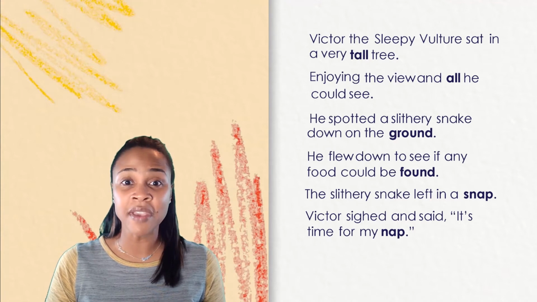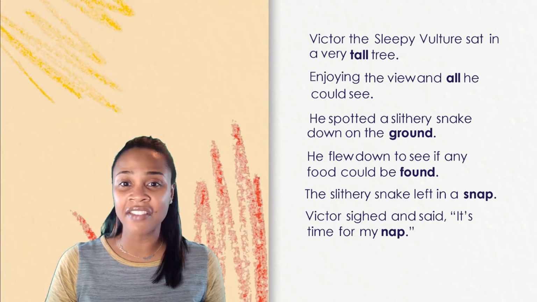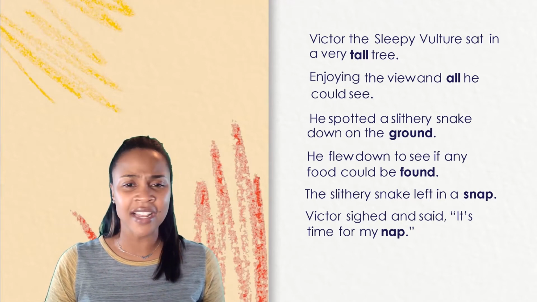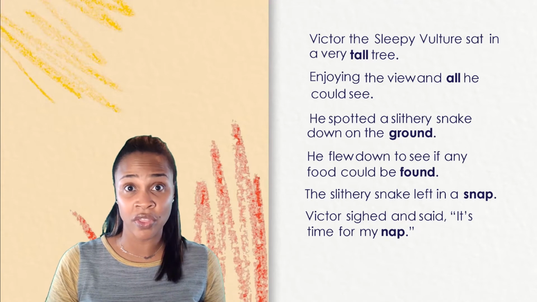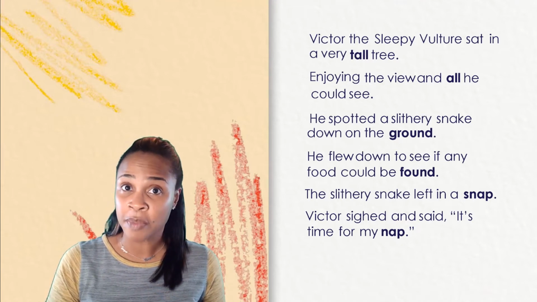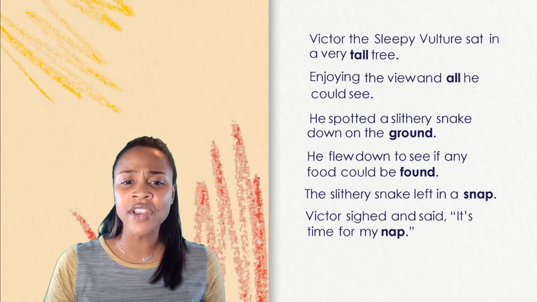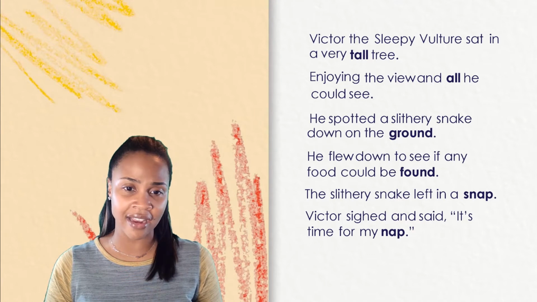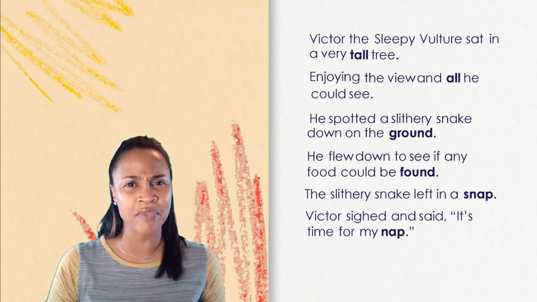Victor the Sleepy Vulture sat in a very tall tree, enjoying the view and all he could see. He spotted a slithery snake down on the ground. He flew down to see if any food could be found. The slithery snake left in a snap. Victor sighed and said, "It's time for my nap."